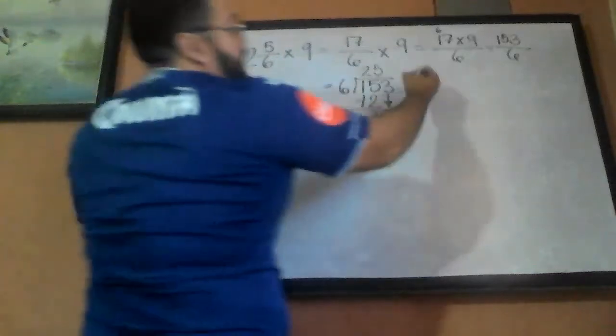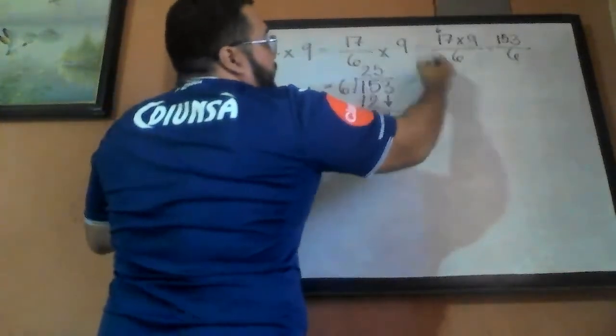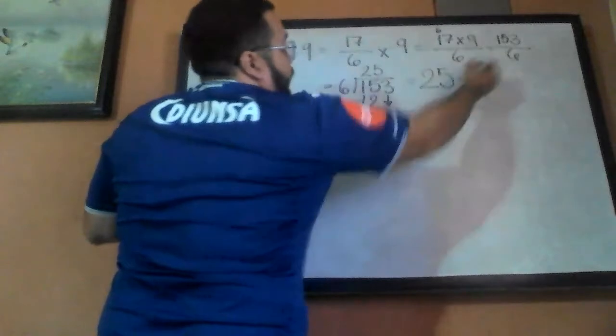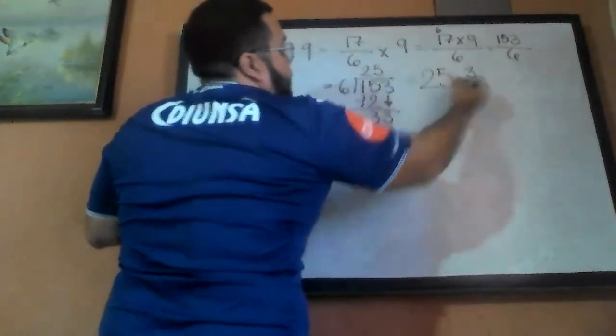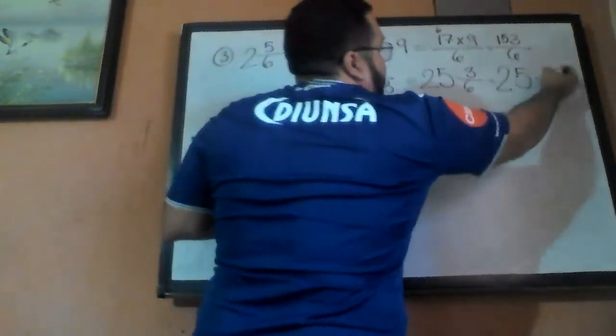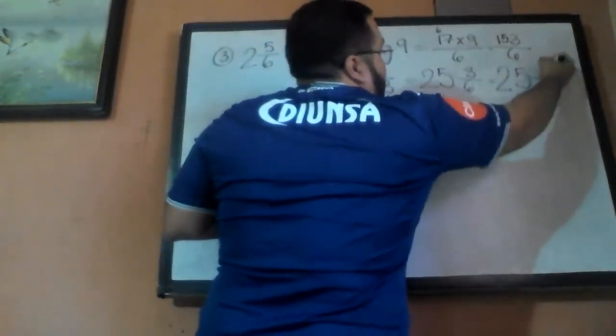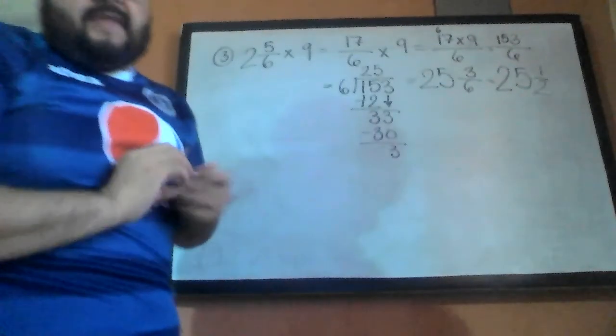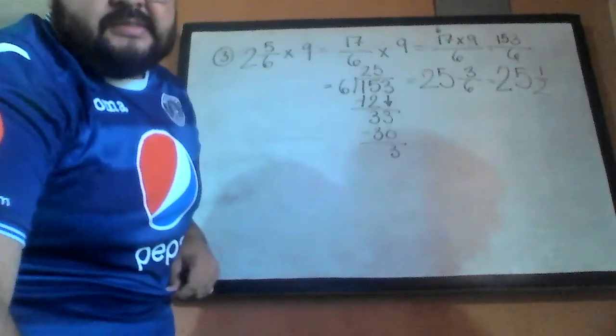With these three numbers, let's create a mixed number. 25 is going to be our whole number, 3 our numerator, and 6 our denominator. Now, the only step missing is simplifying the fraction. So copy 25 and 3 divided by 3, 1. 6 divided by 3, 2. You can stop the video and copy the exercise.